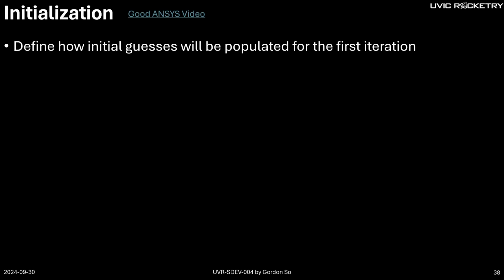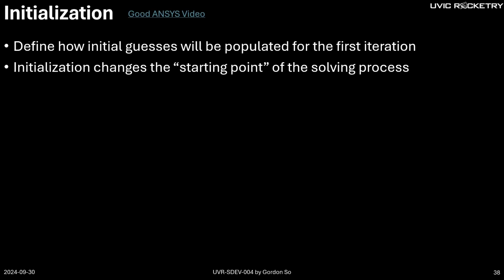Initialization. When the CFD solver starts calculating, it actually guesses a solution first. And then as iterations go, it will keep refining your guess and approach a certain solution. So basically, you define how the initial guess is. A different approach would change the starting point of the solving process.